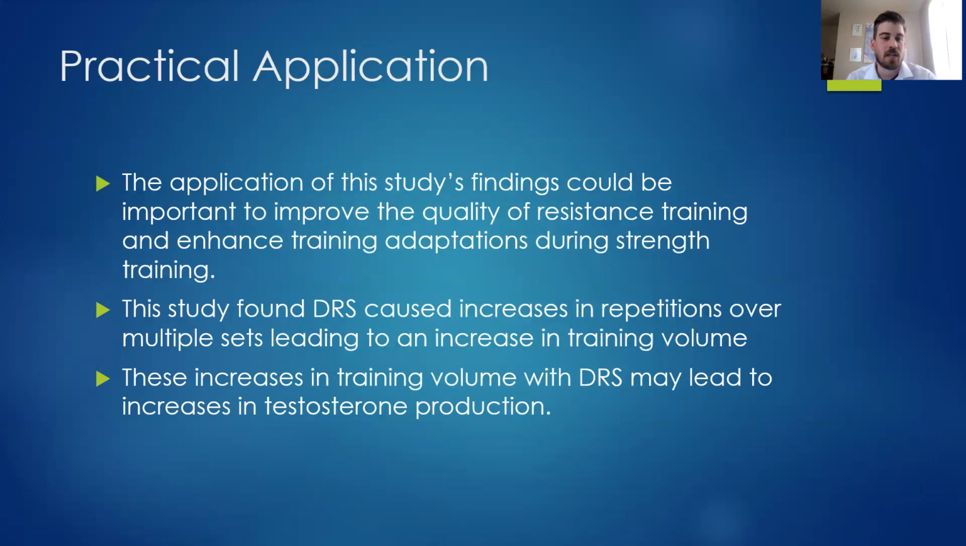And then some practical application for our study could be important to improve the quality of resistance training and enhance training adaptations during strength training. And the study found that descending resistance sets caused increases in repetitions over multiple sets, leading to an increase in training volume. These increases in training volume with descending resistance sets may lead to increases in testosterone production.